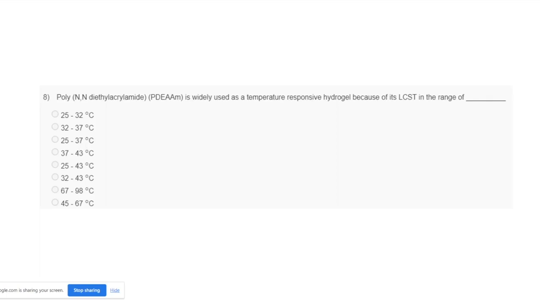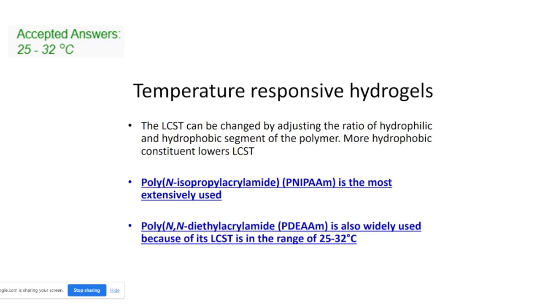Okay. Here the first option will be the correct answer, that is 25 to 32. So poly(N-isopropylacrylamide) is widely used because of its LCST in the range of 25 to 32 degrees Celsius. As we discussed before, LCST is the temperature above which the solubility of the polymer decreases in water. You can imagine that above 32, that is basically in the body temperature, 37 degrees Celsius, if you want to form the hydrogel, then this is the best temperature, 25 to 32.